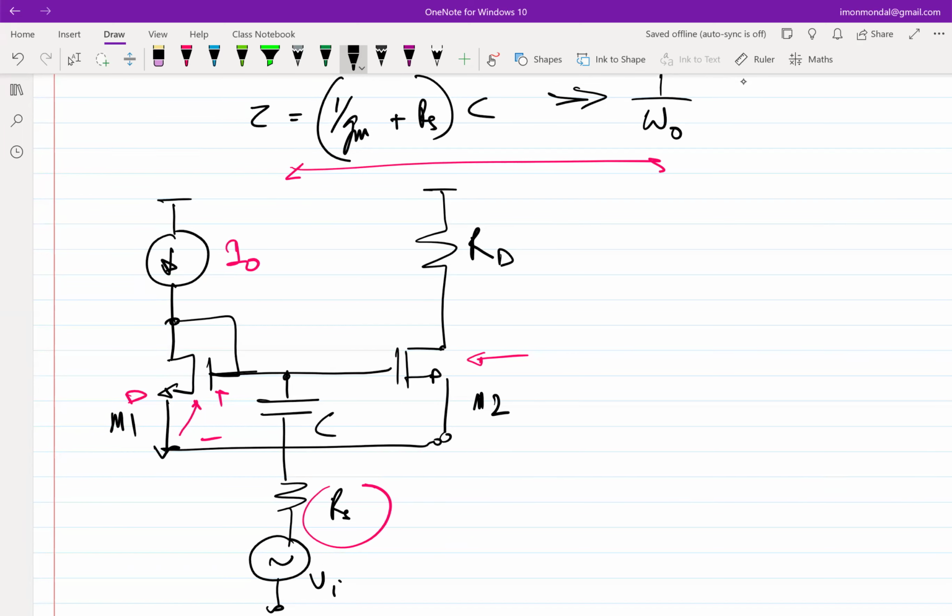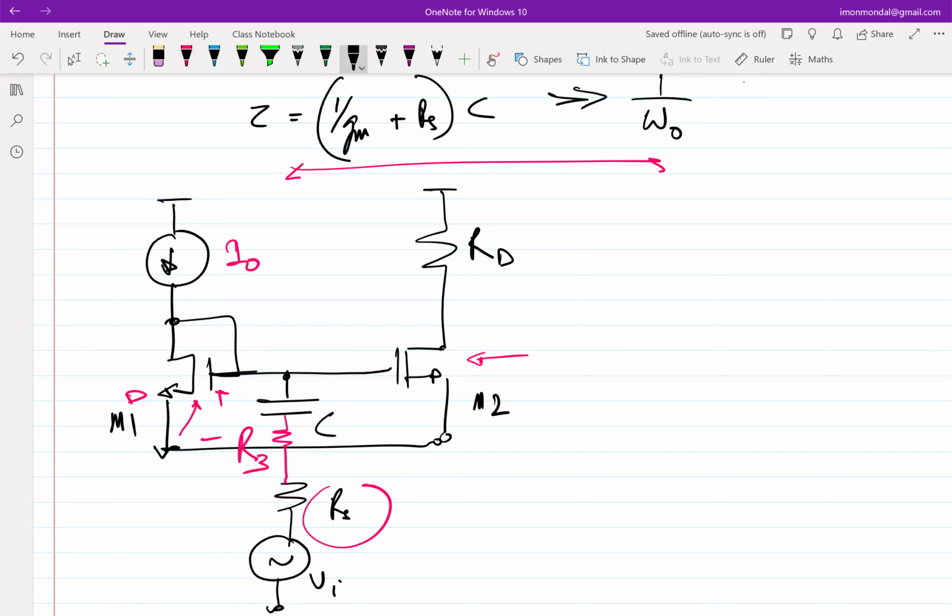I put a resistance in series with RS, right? So you can put a resistance in series with RS. Okay, so if I put a resistance in series with RS, let's say I call it, I don't know, maybe R3. Okay, so what's going to happen?